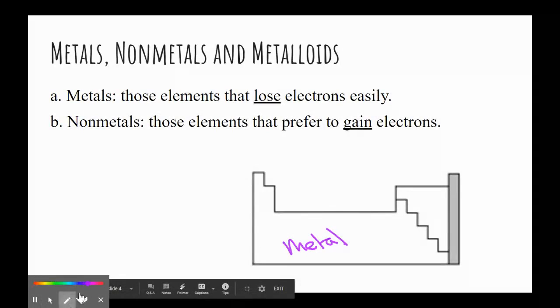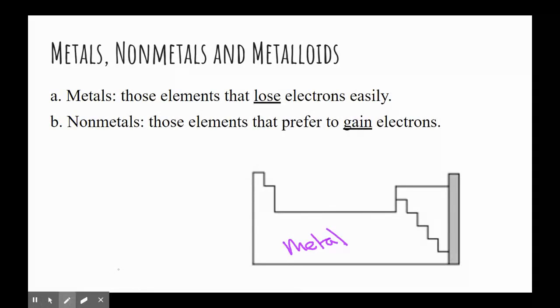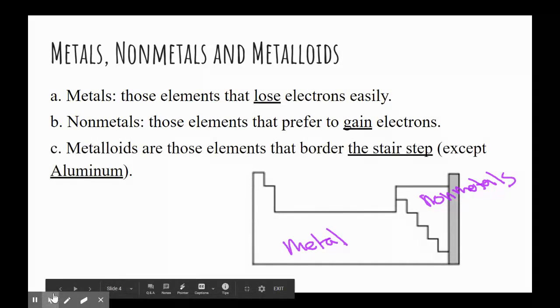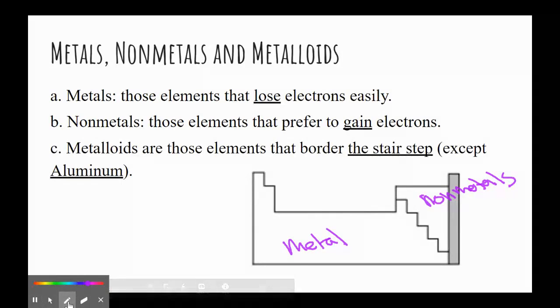Nonmetals are the elements that prefer to gain electrons, and that's because they have 4 or more valence electrons, and they are found on the right side of the periodic table. And metalloids are the elements that border the stair step except for aluminum. So right along the stair step, write metalloids. So understanding where to find metals, nonmetals, and metalloids will help you better understand the trends of the periodic table.